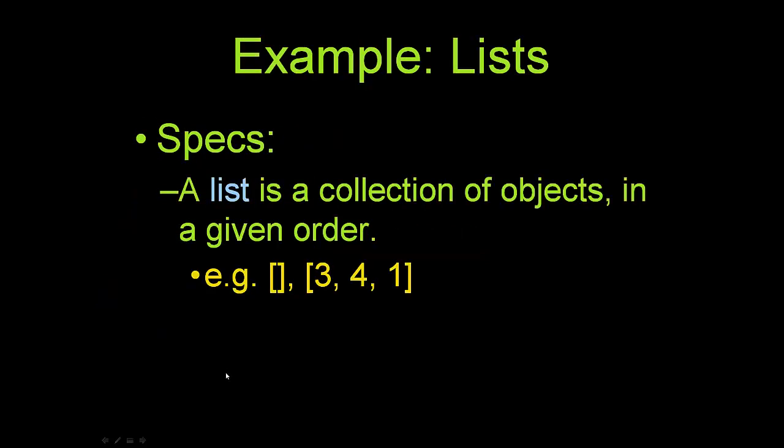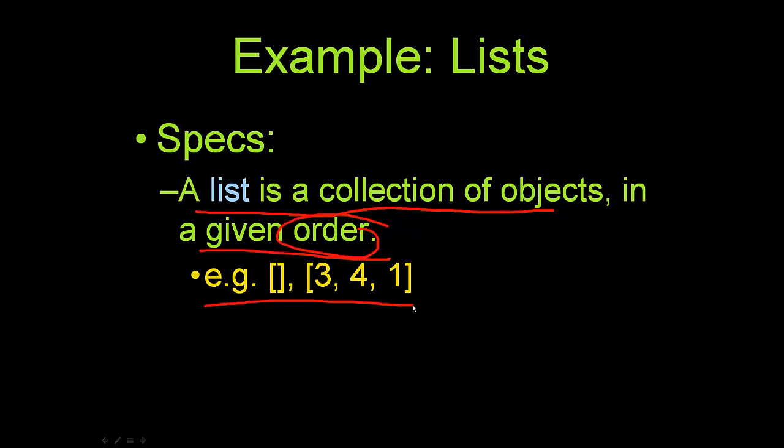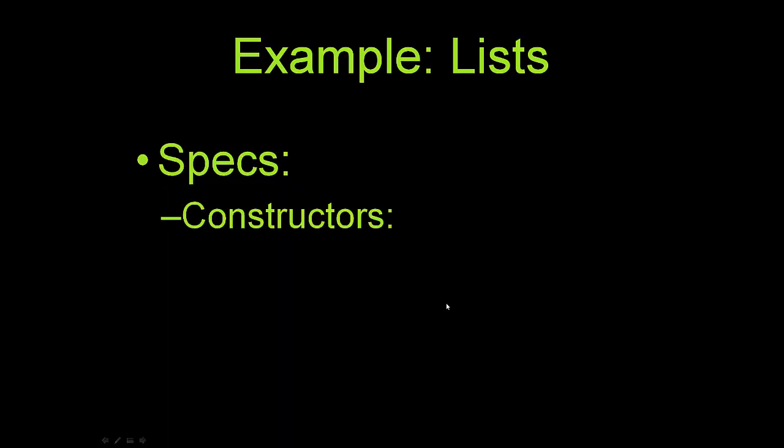Suppose we want to implement the list as a data structure. Let's take a look at how we would map out the specifications. So a list is a collection of objects in a given order. So order is important. For example, you can say that this is a list, this empty list, and this is a list of 3 objects: 3, 4, and 1. You have constructors for the list. These are the constructors. There's a list function, and also an empty list constructor.